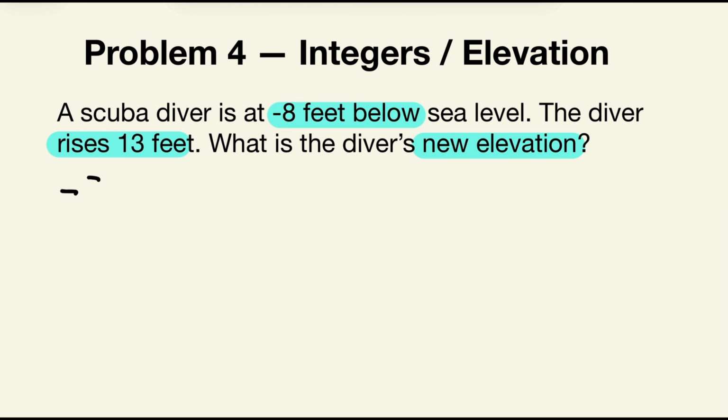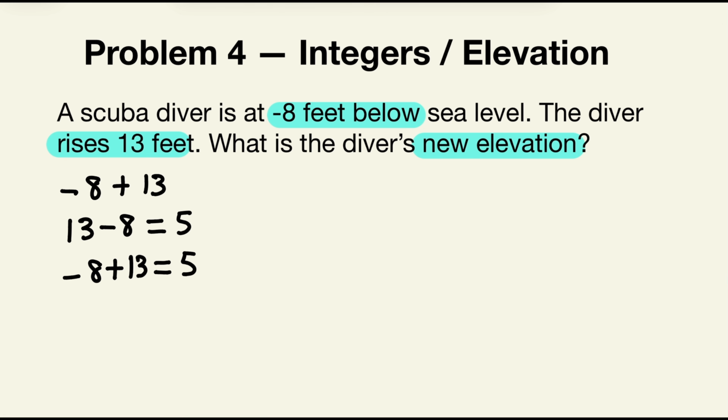Negative 8 plus 13. So when the signs are different, subtract the numbers, and that looks like this. 13 minus 8, which equals 5. Now I do want to explain here, we keep the sign of the larger absolute value. Since 13 is larger and is positive, the answer is positive 5. So negative 8 plus 13 does indeed equal positive 5.